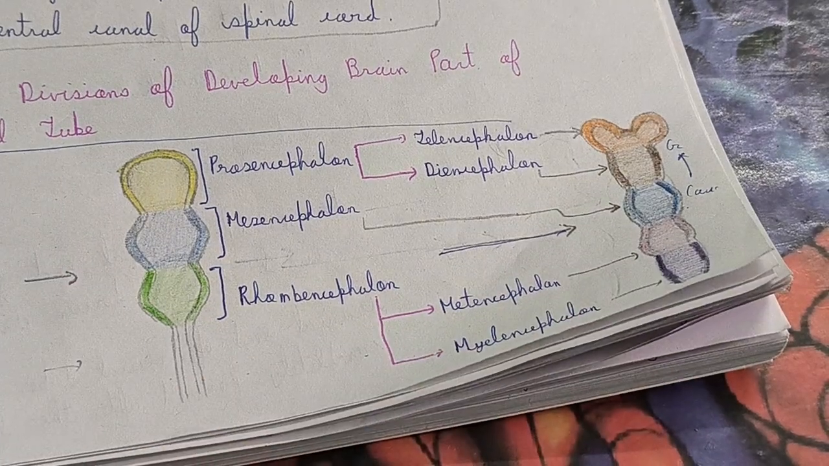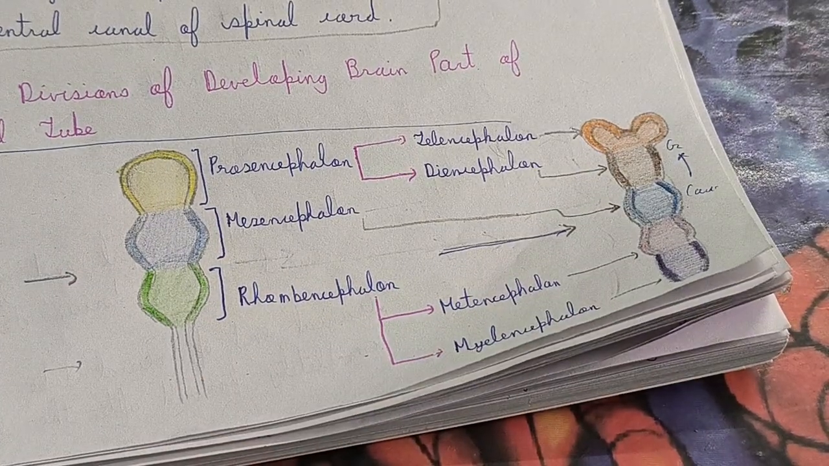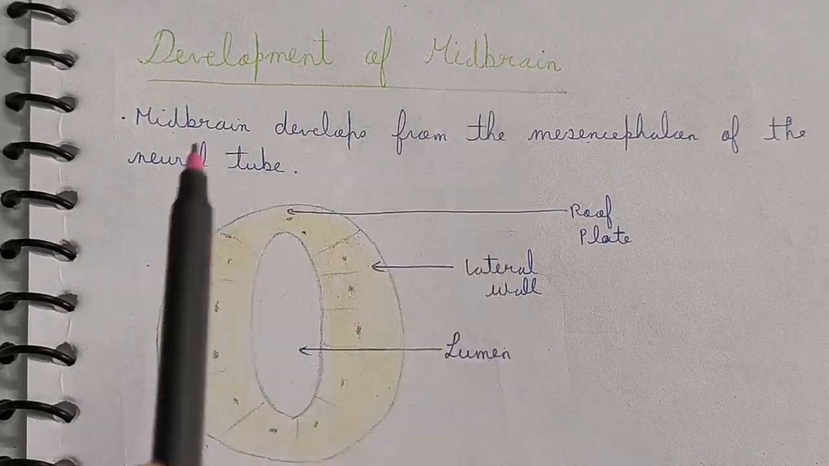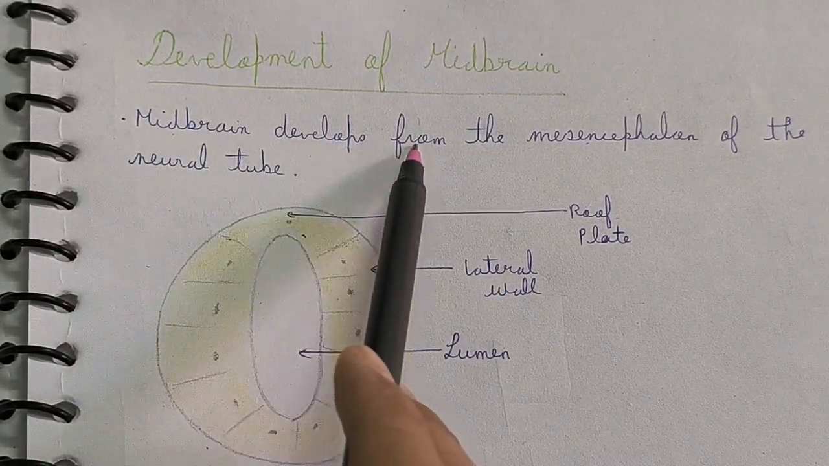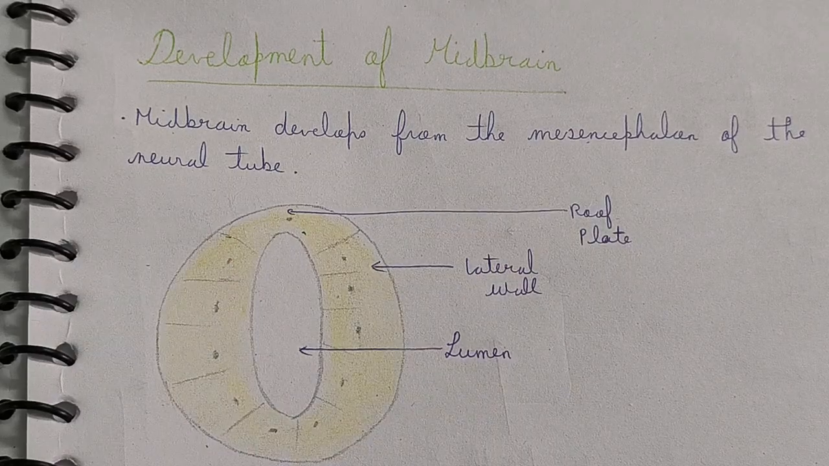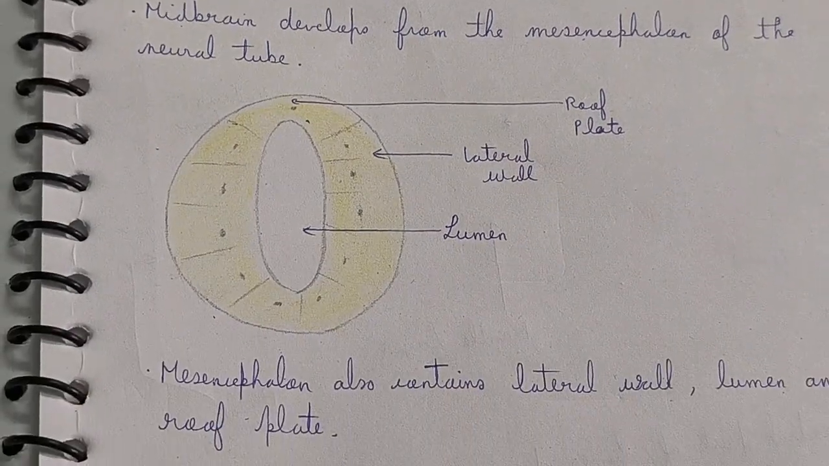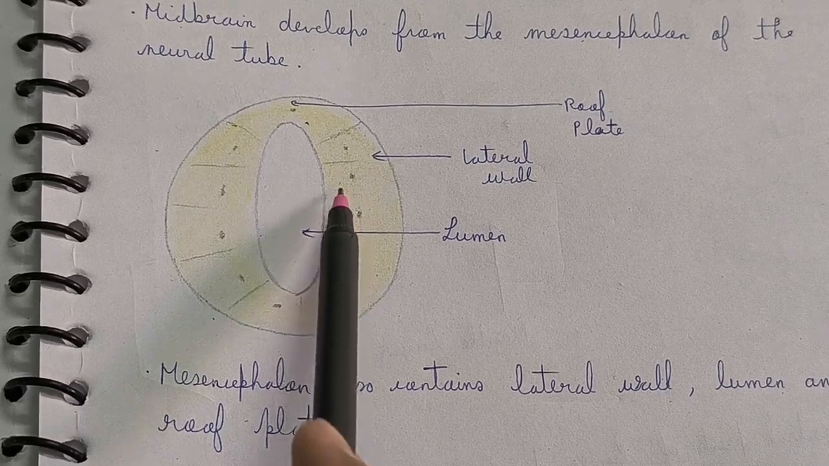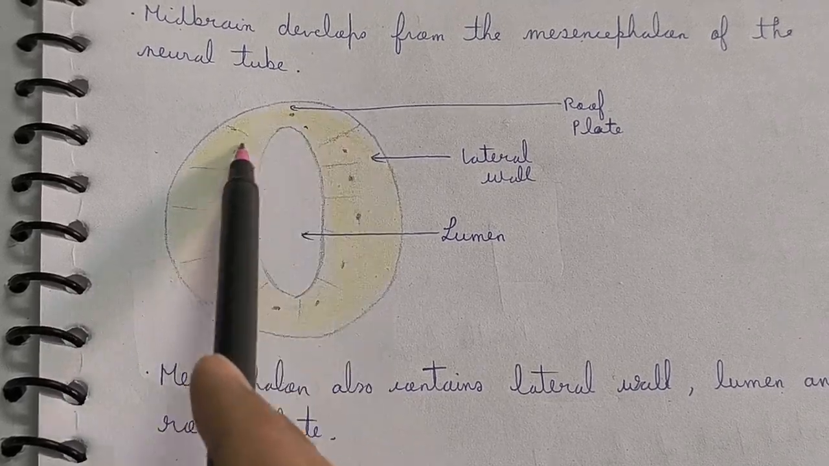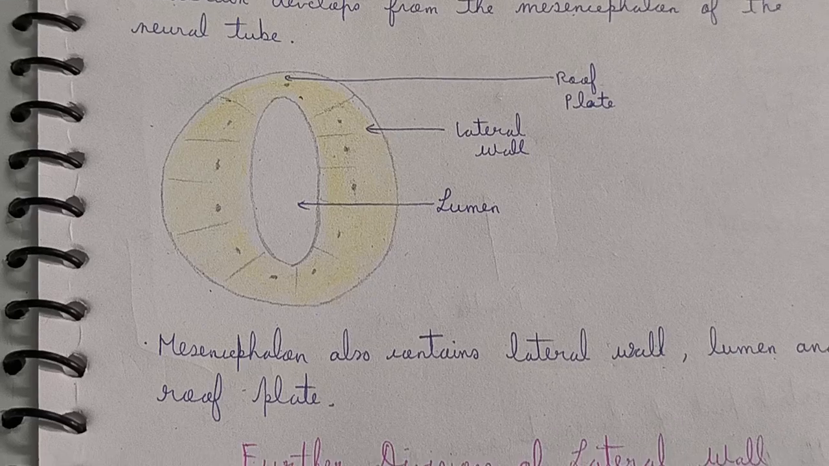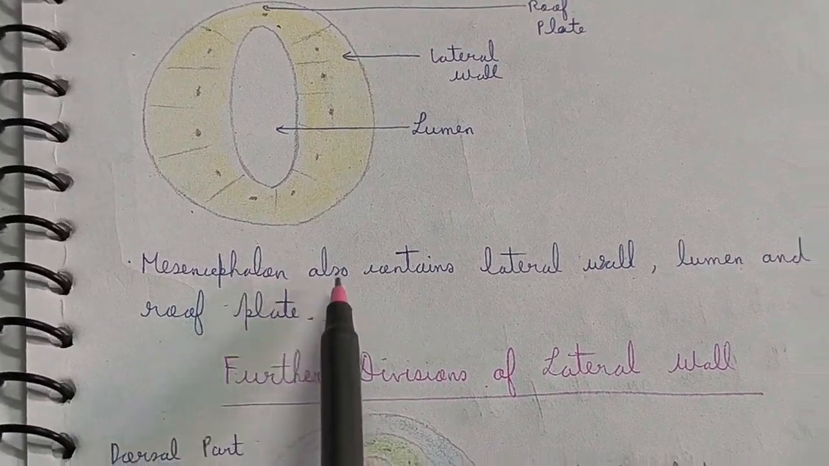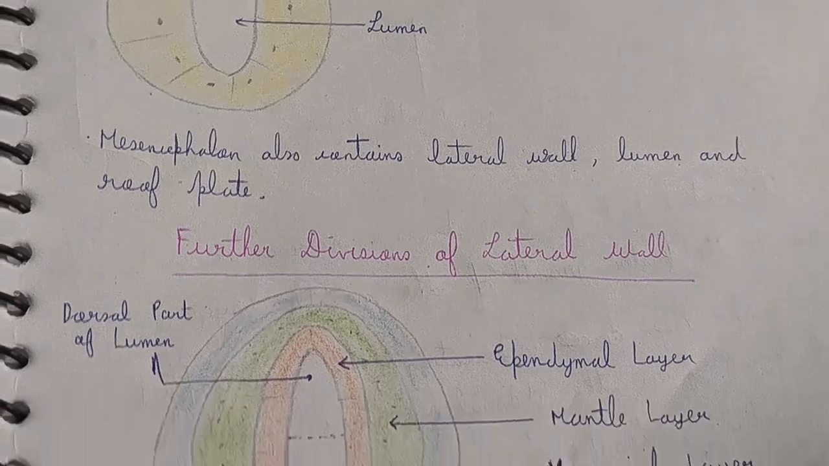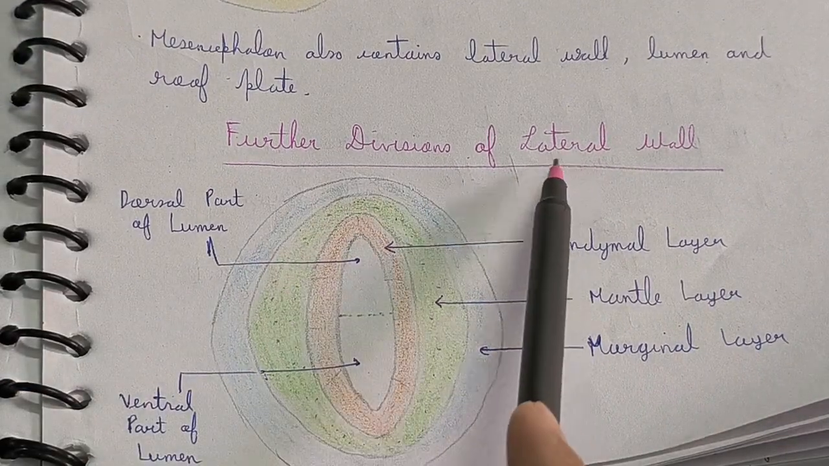So today's topic is the development of the midbrain. As I have already mentioned, the midbrain develops from the mesencephalon of the neural tube. Just like in the spinal cord, this is the lumen of the mesencephalon, this is the roof plate, and this is the lateral wall. So I have written that the mesencephalon also contains a lateral wall, a lumen, and a roof plate, and these are the further divisions of the lateral wall.